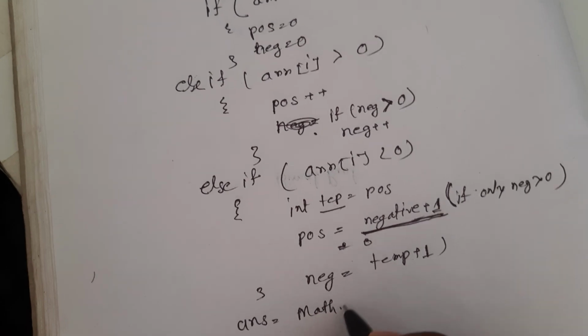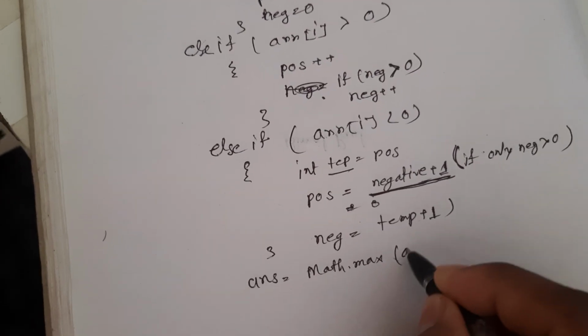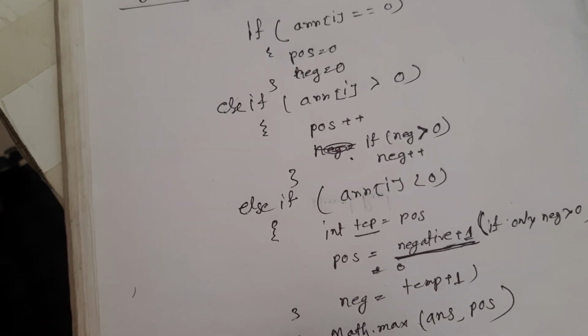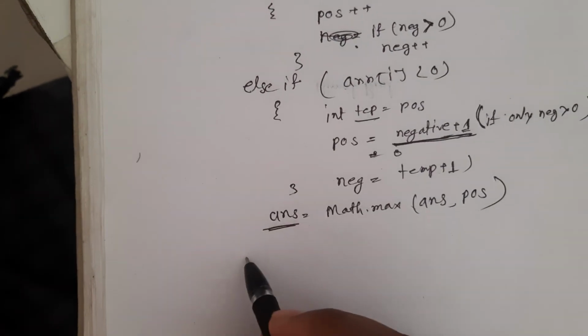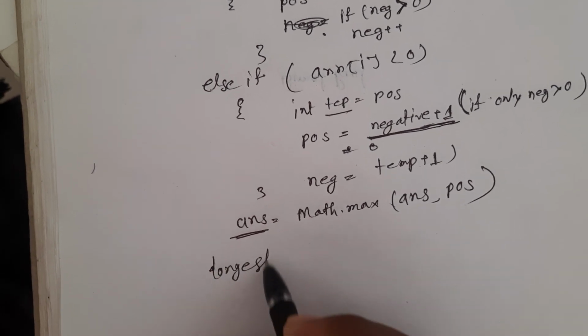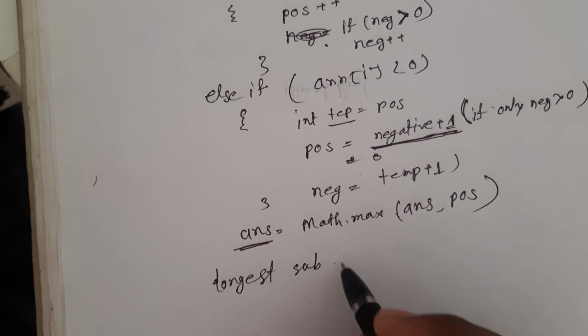And the answer will be Math.max(answer, positive length). So this answer will give us the length of the longest subarray with positive product.